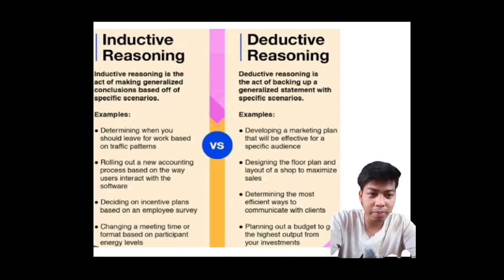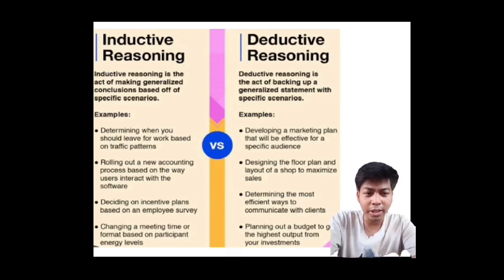Deductive reasoning is the act of backing up a generalized statement with specific scenarios. Examples: developing a marketing plan that will be effective for a specific audience, designing the floor plan and layout of a shop to maximize sales, determining the most efficient ways to communicate with clients, planning out a budget to get the highest output from your investments.